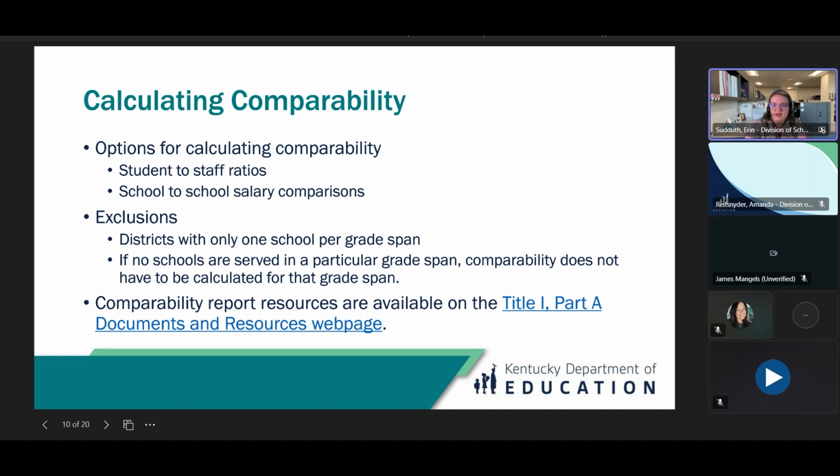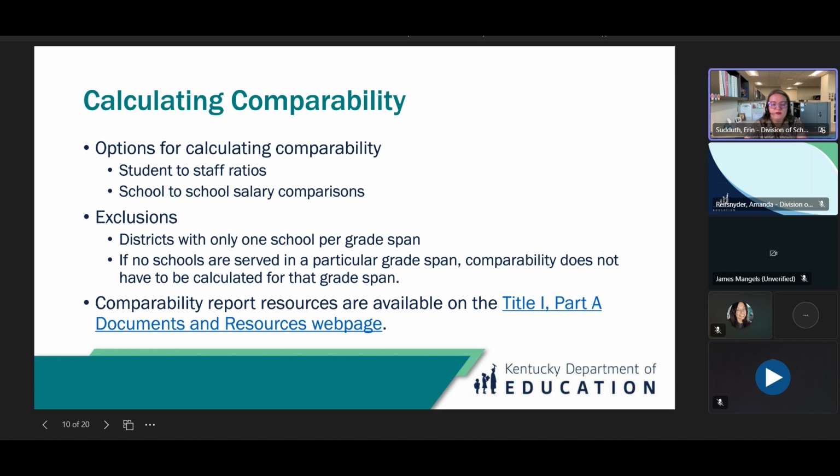Comparability can be calculated one of two ways. The majority of districts opt to use the student to staff ratio method first and save the salary comparison option for the event that comparability can't be demonstrated through those student to staff ratios. So for this webinar, we're going to focus on the student to staff ratios.